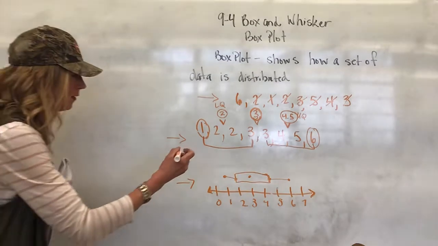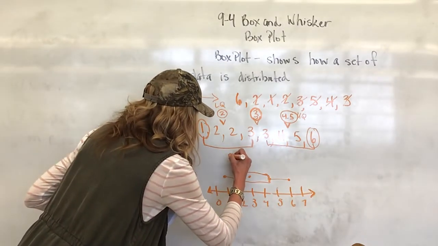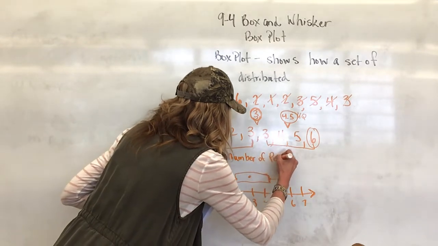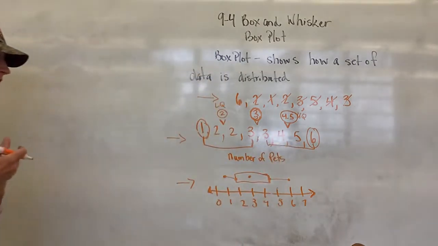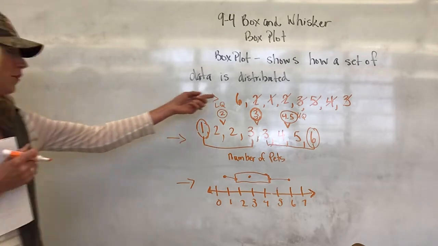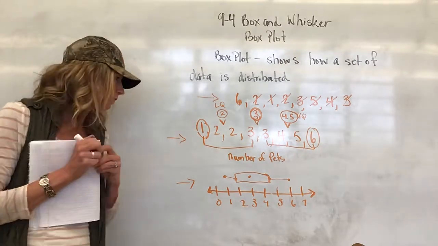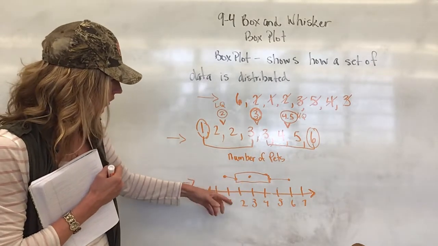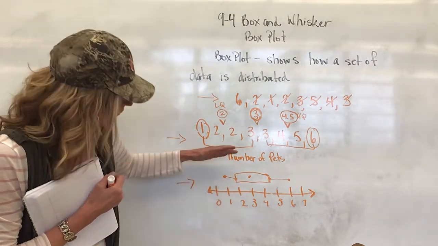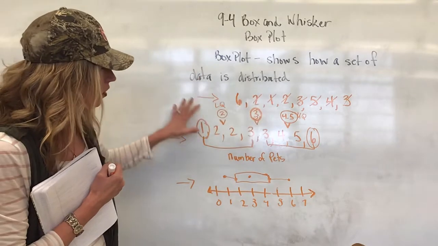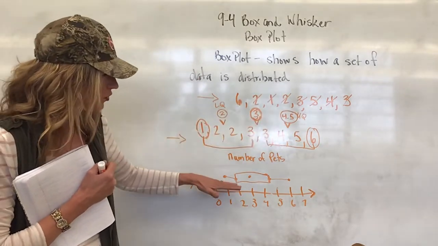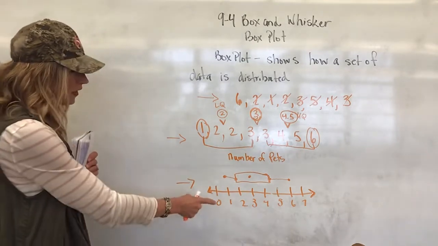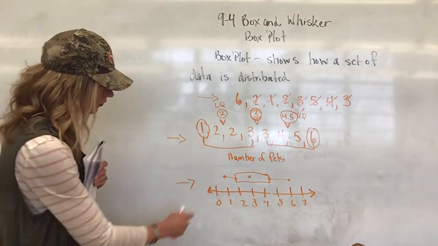Okay, so now we've created, and we could say up here, number of pets for 8 people that we interviewed. Okay, so now we have our box plot, or our box and whisker. If we were just given this and not all the data and this information, if we were just given a box plot, that's all we saw, we could go back and pull out our 5 key values.